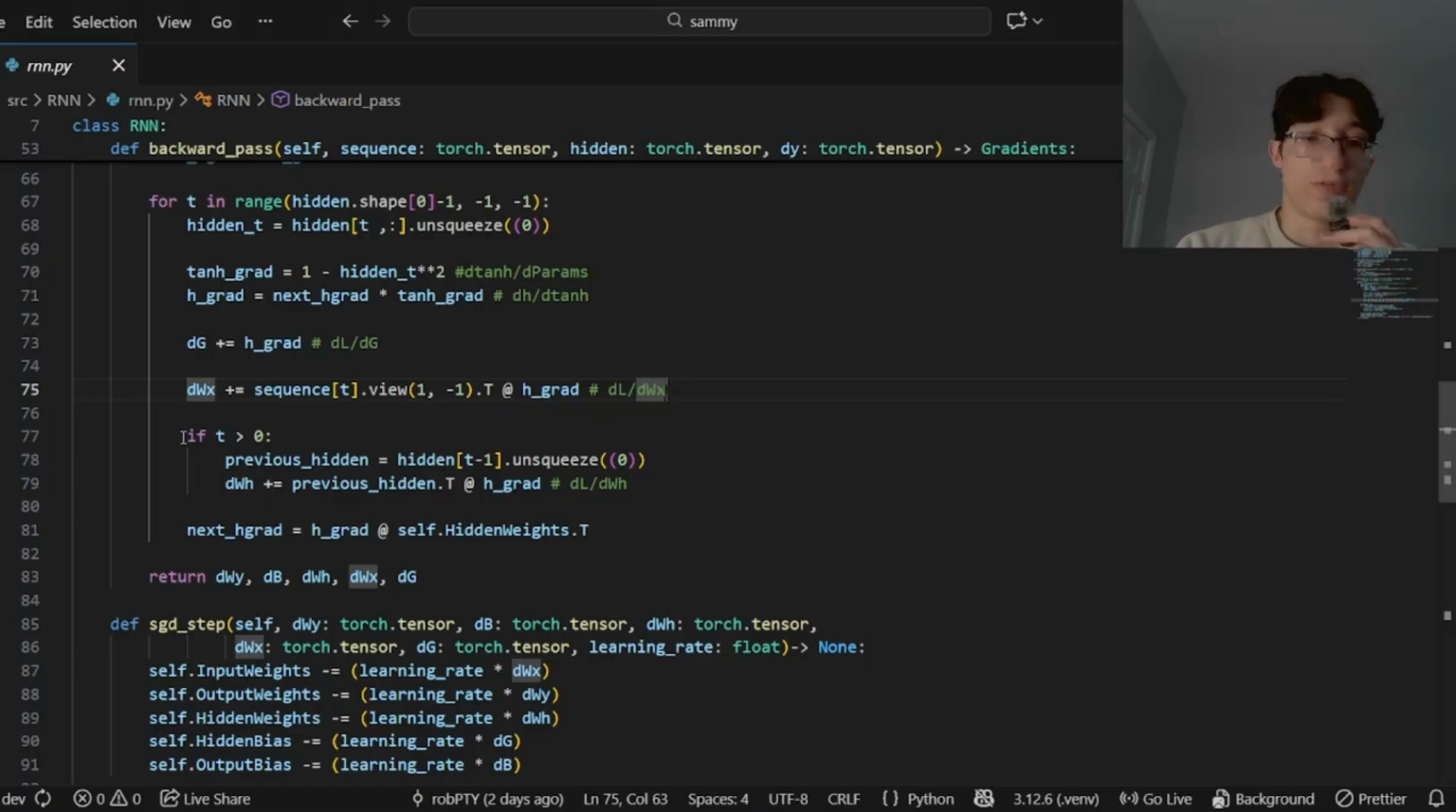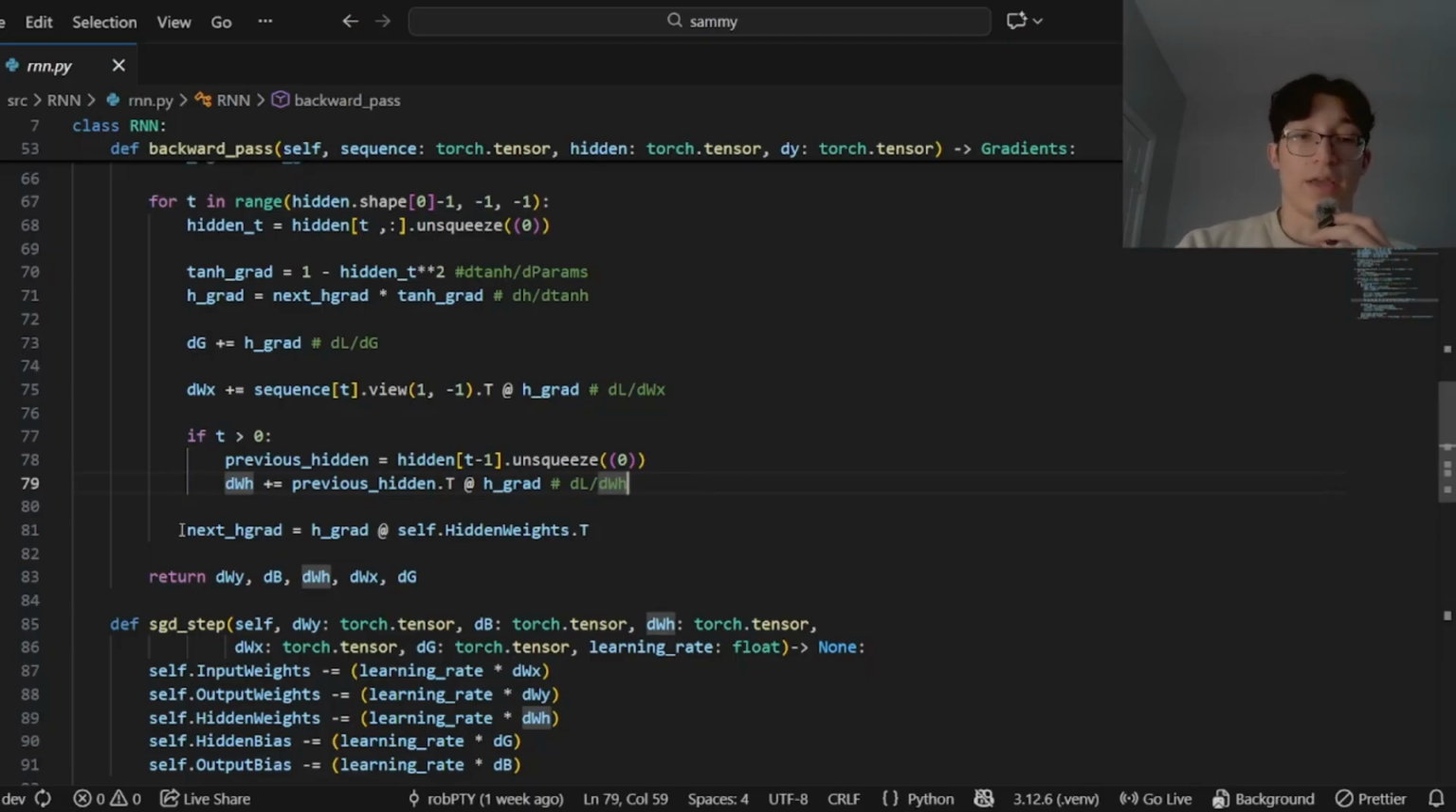Finally, if t is greater than 0, meaning that we're not at the first time step, then we can take the previous hidden state, so hidden at t minus 1, and we can multiply that with the hgrad to add it to the partial derivative of the hidden weights. We only do this at greater than t equals 0 because if this was equal to 0, we'd go to a time that doesn't exist. So we're just checking for that.